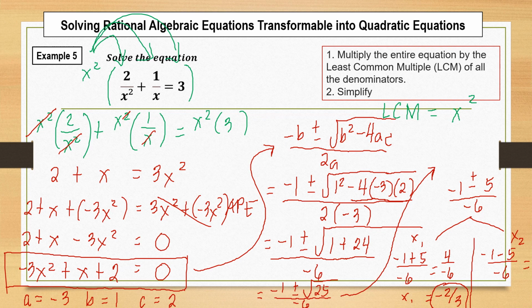So x sub 1 is equal to negative 2/3. X sub 2, we have negative 1 minus 5 is negative 6, all over negative 6, that will give us positive 1. Therefore, the solutions of the given equation are negative 2/3 and positive 1.